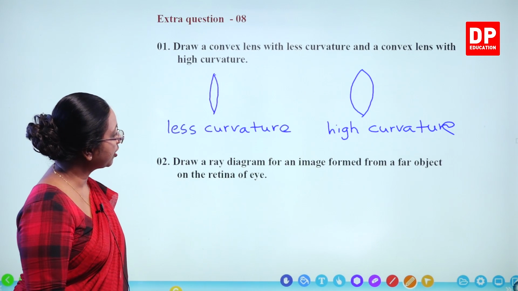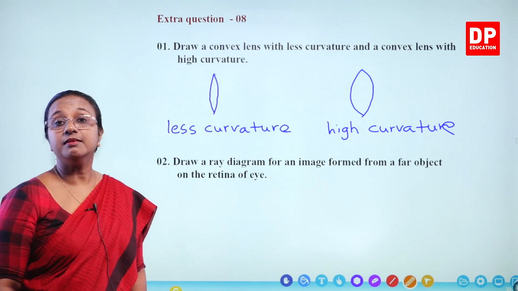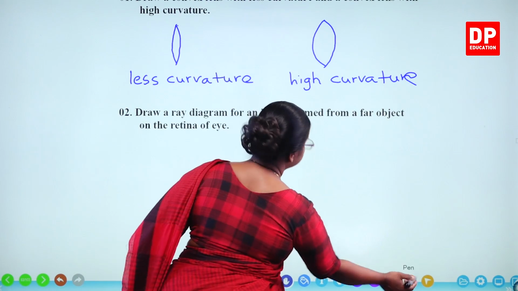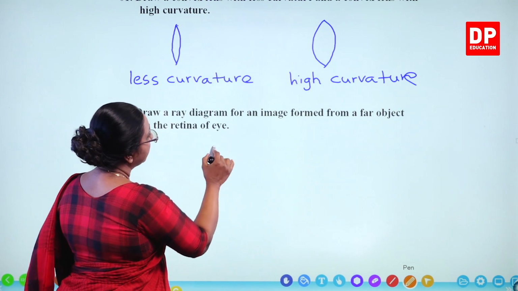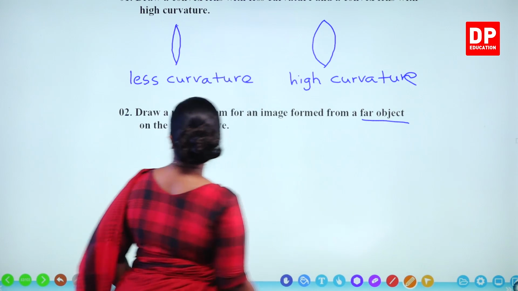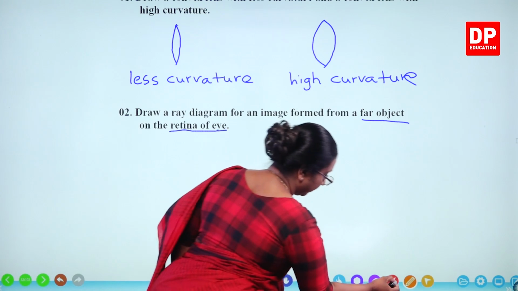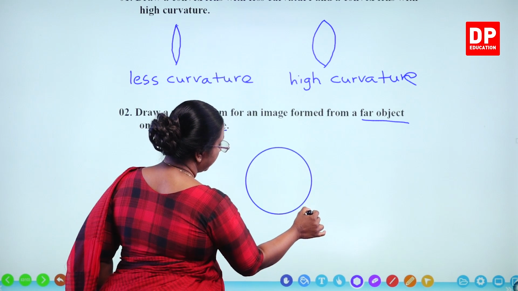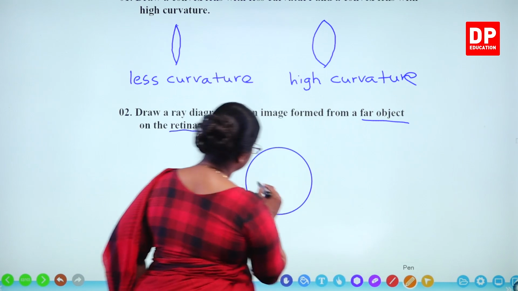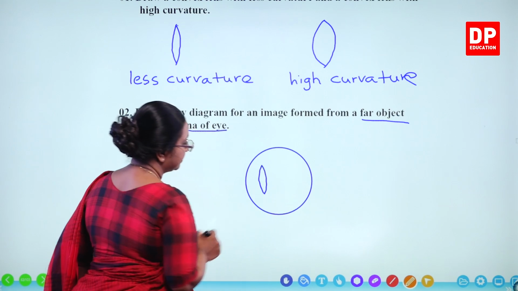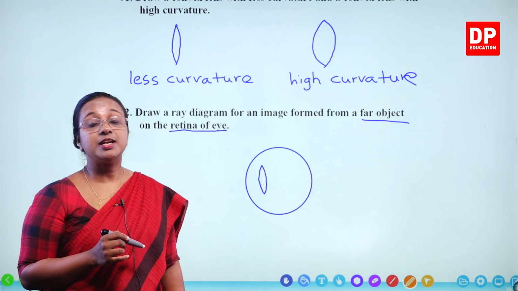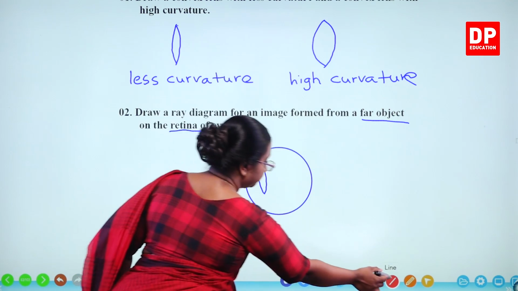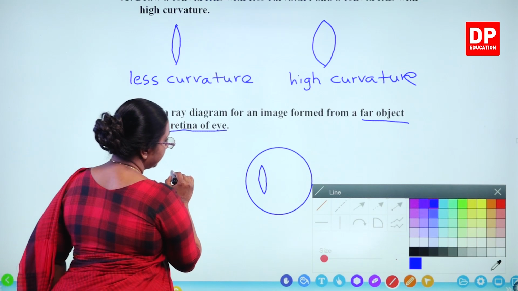Draw a ray diagram for an image formed from a far object on the retina of the eye. So this is for a far object. To do that, this is the eyeball. We need to have the lens there. Then when it is a far object, what type of rays come from a far object? They are parallel rays. So we need to get parallel rays.